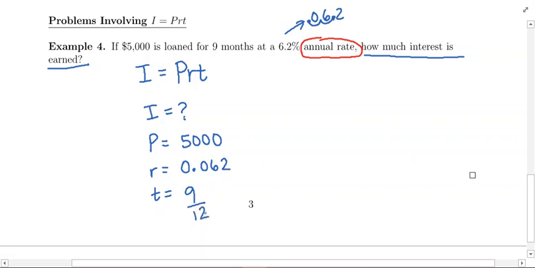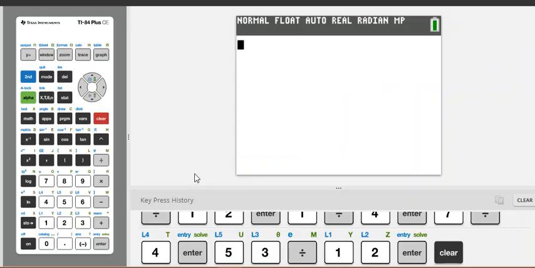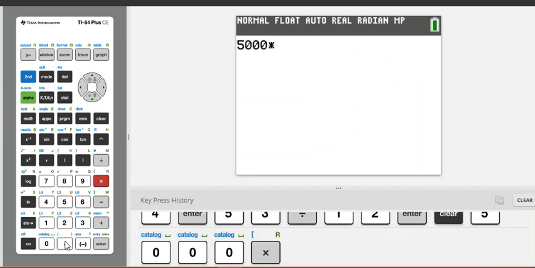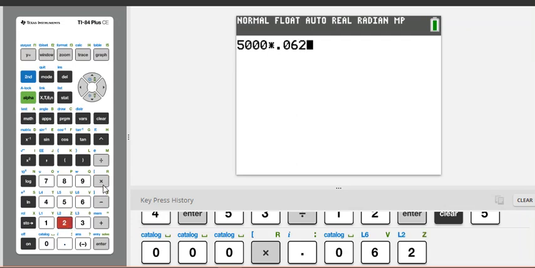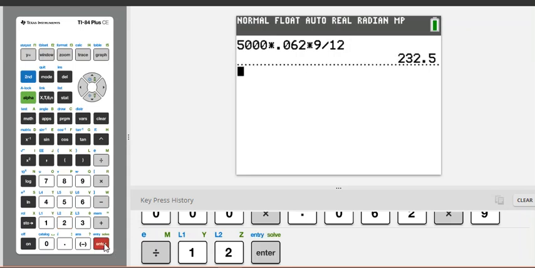Now we can plug all this in. We've got I equals P times R times T. So we multiply this together: P is 5,000 times R, which is 0.062, times T, which is 9/12. Plug all of this into your calculator. So 5,000 times 0.062 times 9 divided by 12, and there you go.